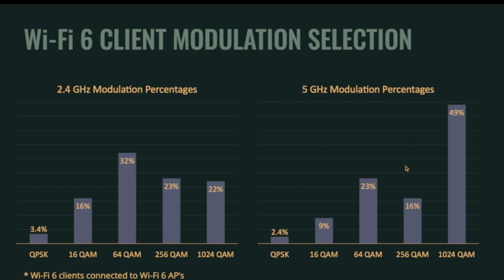But what I found really interesting was in 5 gigahertz, almost half the time, clients are using 1024 QAM to transmit on the uplink. This is not the downlink, this is the uplink. So that was really interesting. Another point about this, the 5 gigahertz sample size was 96% of those 25 million samples.